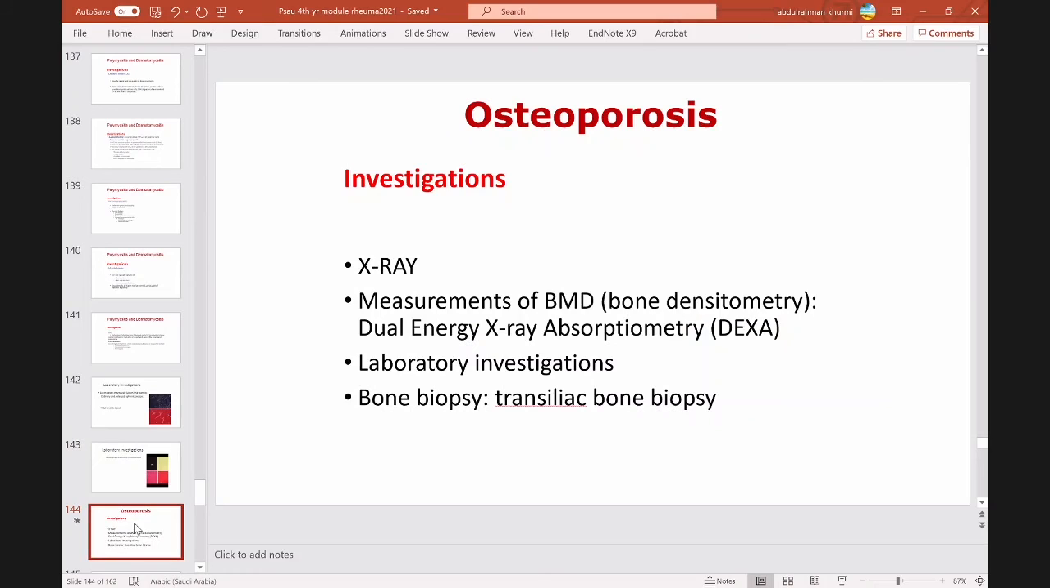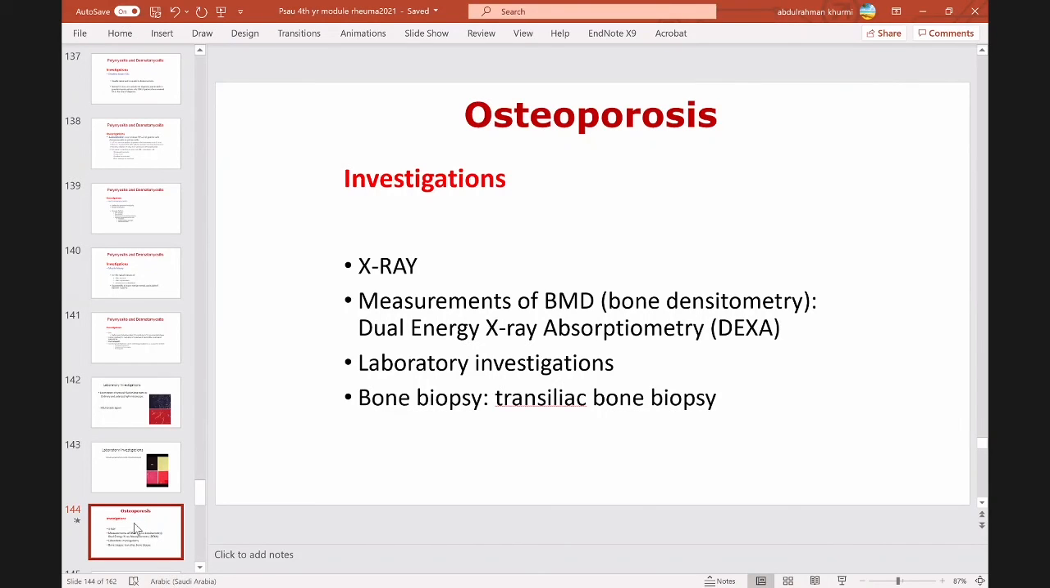Osteoporosis. What does it mean? It means the bones lack their strength, a decrease in bone density. So how to measure that? Initially, you can do X-ray. If you suspect it, you do a DEXA scan, or what we call bone densitometry.